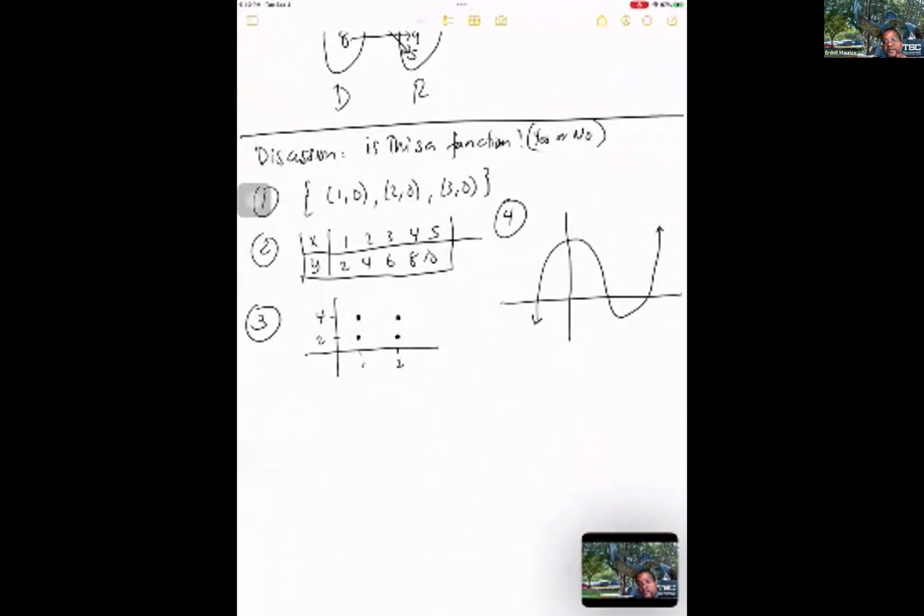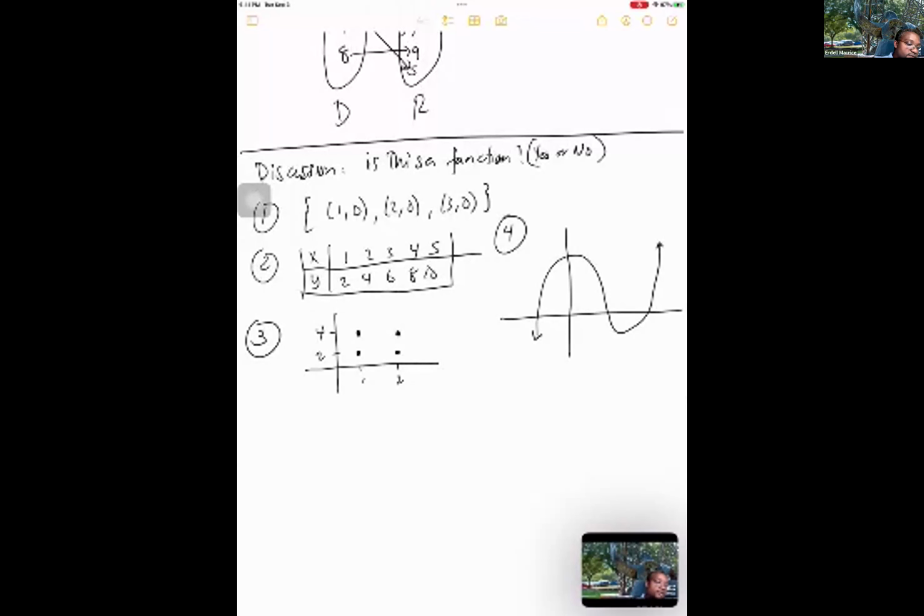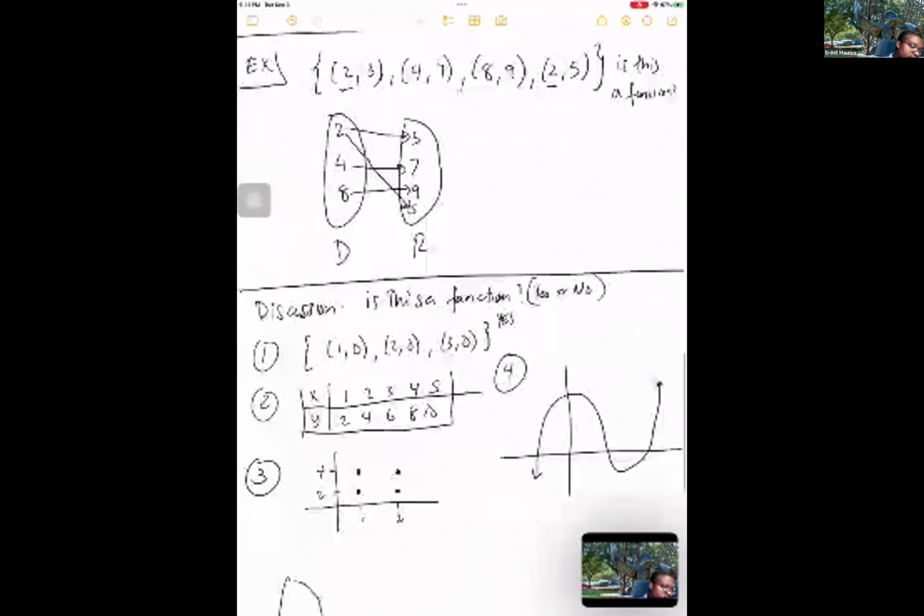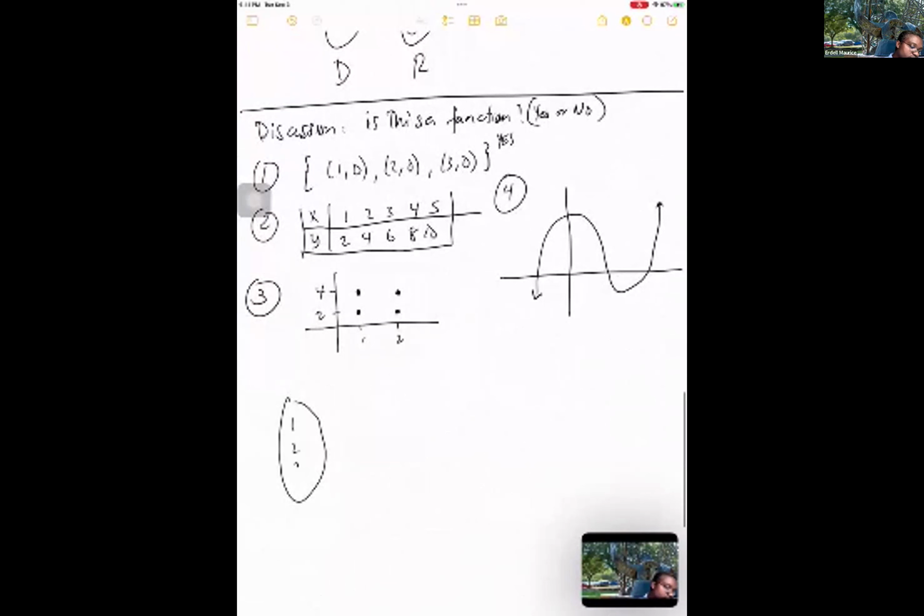All right, are we ready for the big reveal? All right, let's roll. So for the first one, this is a function, yes. It is a many to one function. So 1, 2, and 3 are all being mapped onto 0. This is a many to one, and that is a function. So that one is yes.